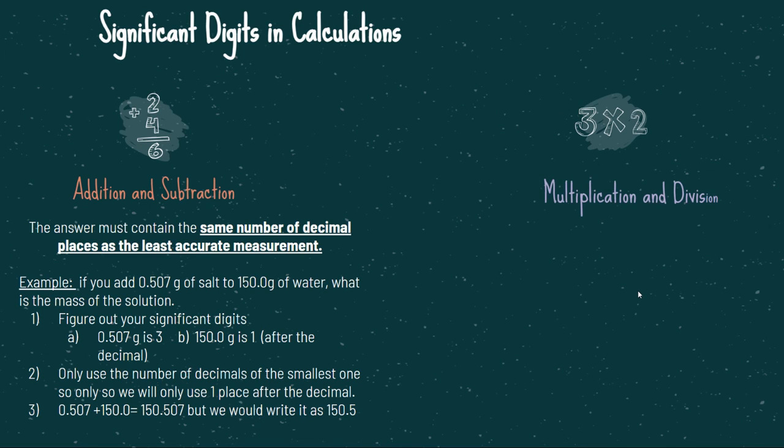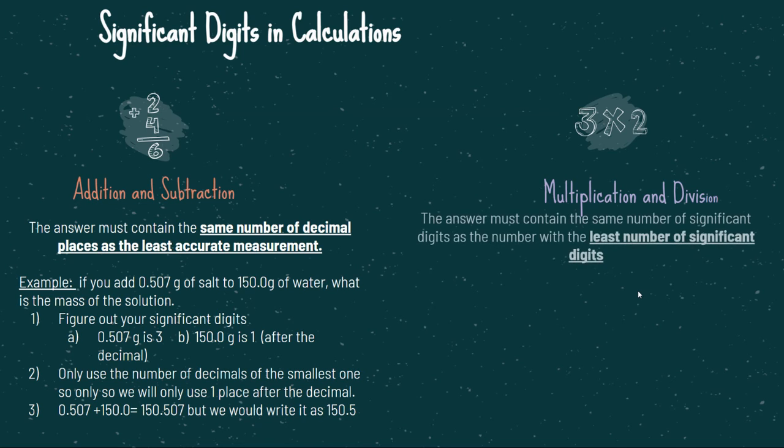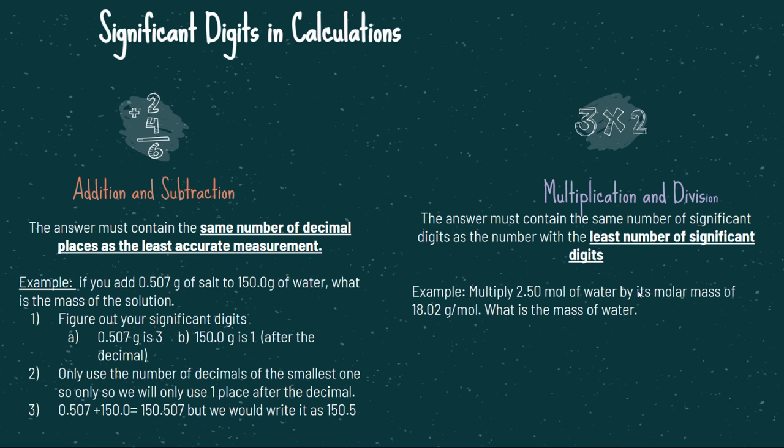Multiplication and division are a bit different. Multiplication and division, you have to actually use all of the digits, but you're going to look at the one that has the least amount of significant digits. So now we're not working with decimal places, we're just looking at all the numbers that we have. So let's look at our example.